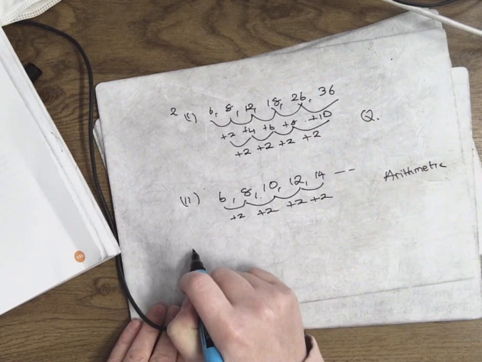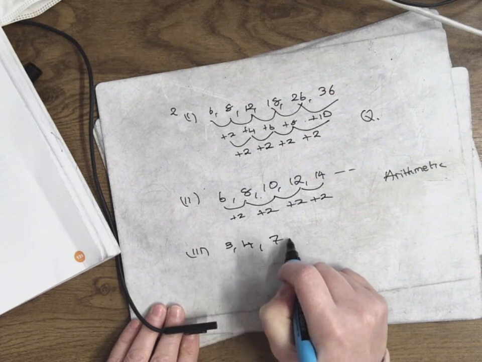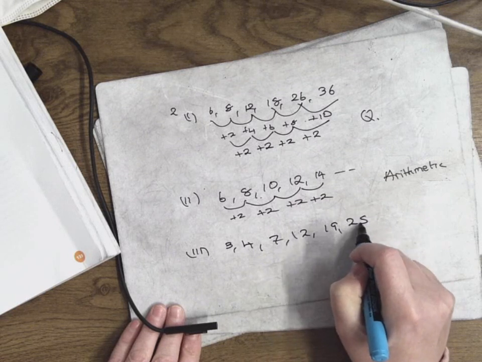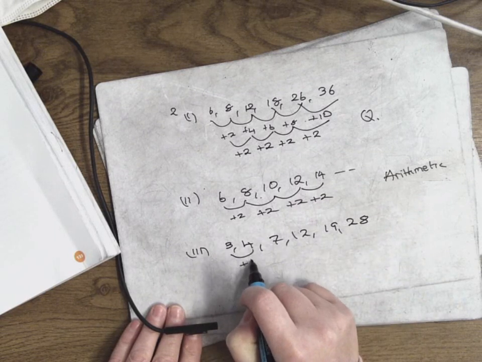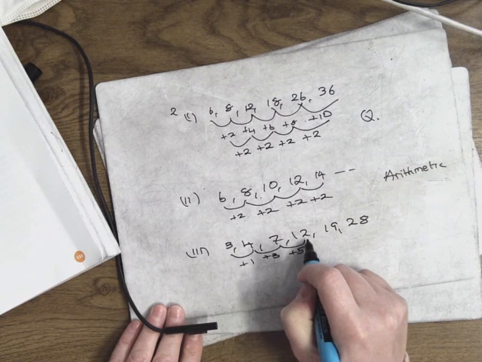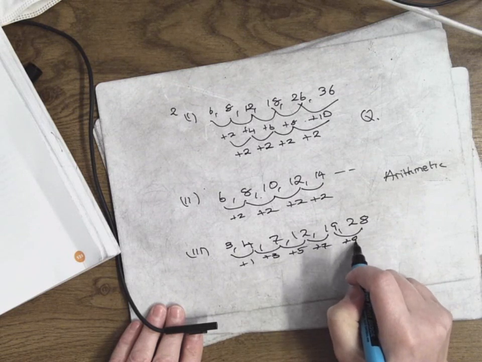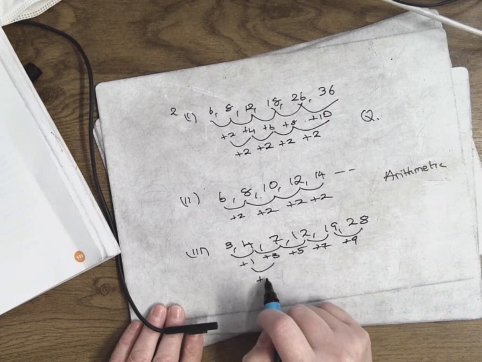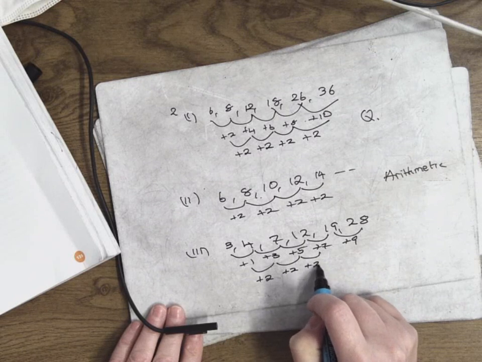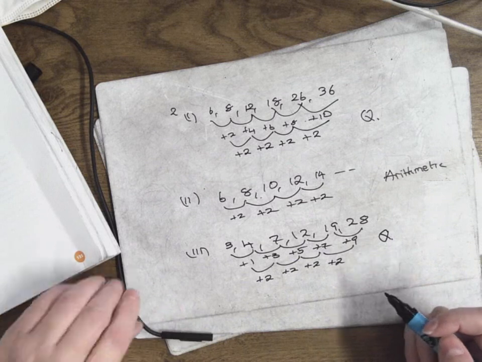Okay, part 3 is 3, 4, 7, 12, 19, 28. First difference: plus 1, plus 3, plus 5, plus 7, plus 9, so it's not arithmetic anyway. The differences between the differences are 2, 2, 2, and 2. So that means the second difference is a constant, so it's a quadratic.